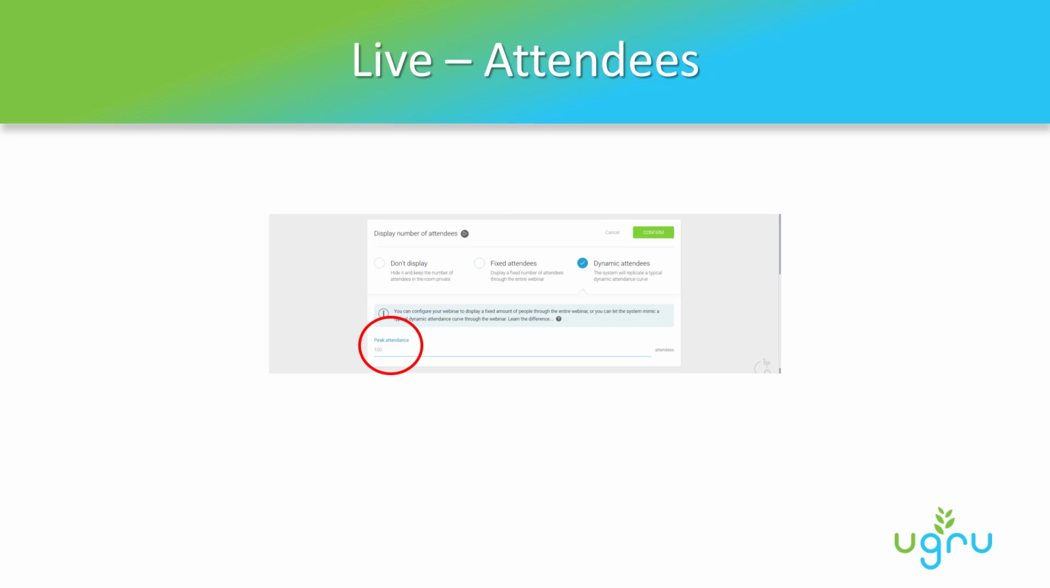Here, Everwebinar shows a peak of 100 attendees as an example. If you choose to keep it this way, simply type 100. If not, enter your desired number or 0 and confirm your changes when finished.